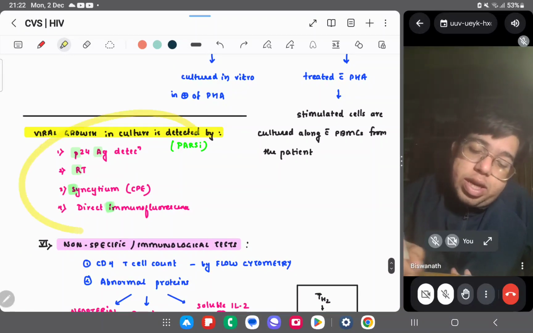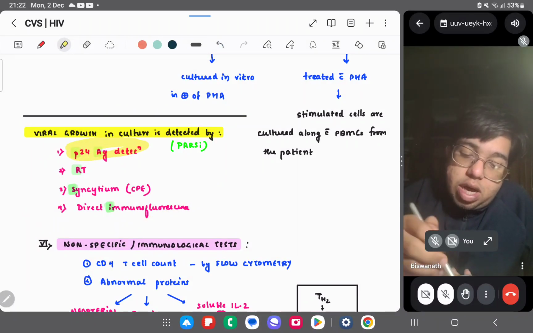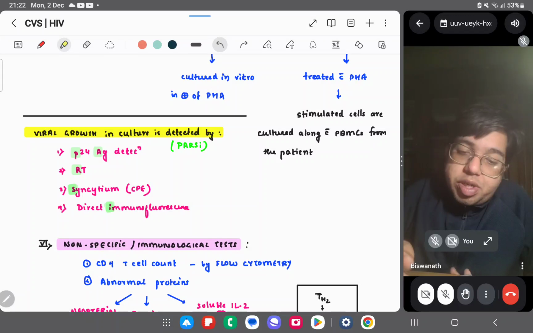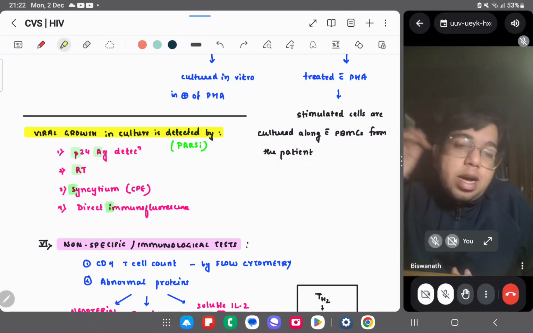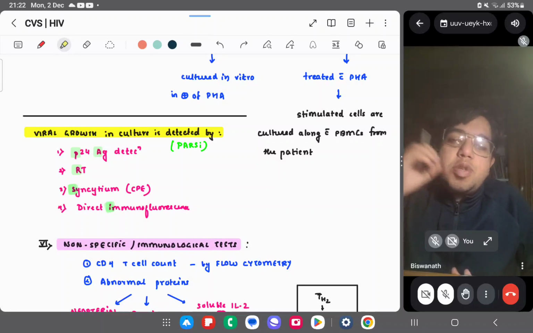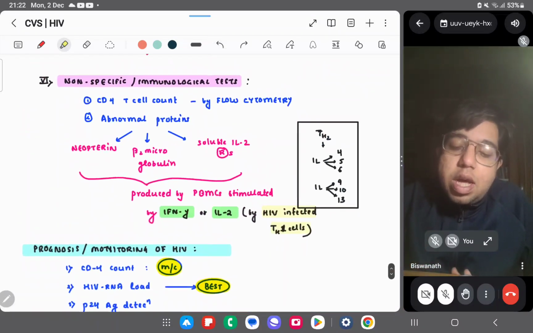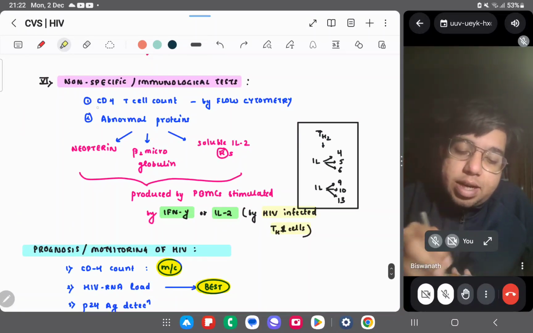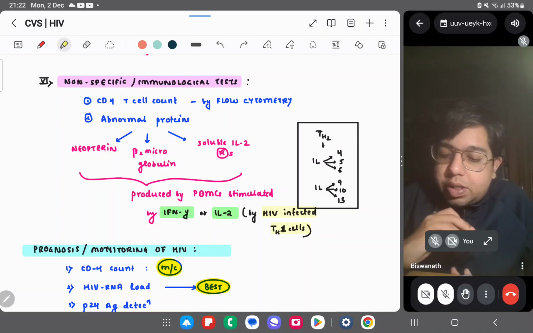Viral growth in culture is detected by P24 antigen detection, RT, and syncytium formation, which is a cytopathic effect. Cytopathic effect refers to the effects produced in the host cells in response to the viral infection, or by direct immunofluorescence. You can have non-specific tests like CD4 T cell count by flow cytometry, or you can detect abnormal proteins like neopterin, beta-2 microglobulin, and soluble IL-2 receptors.